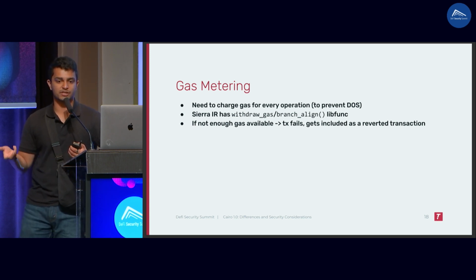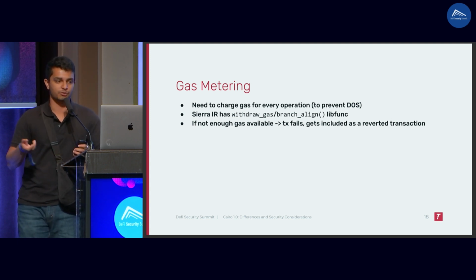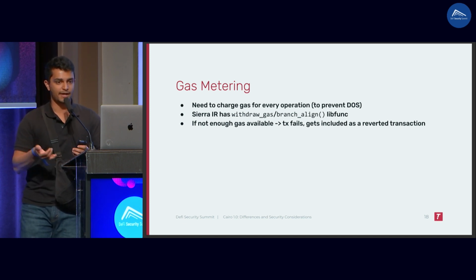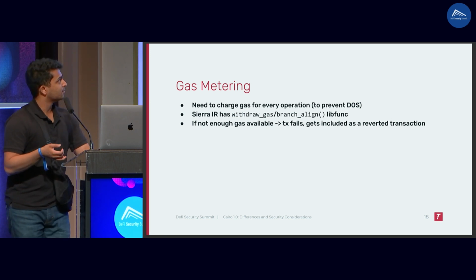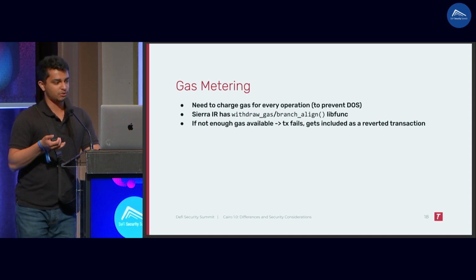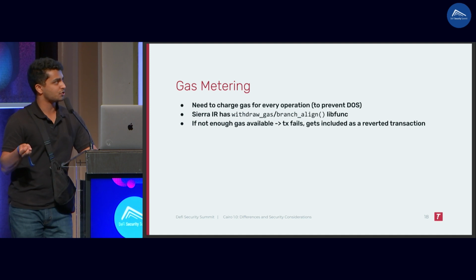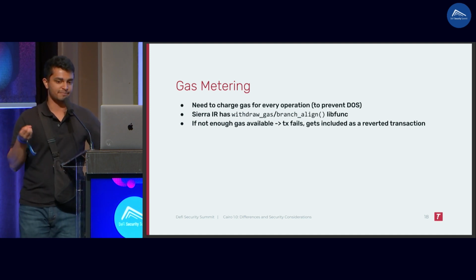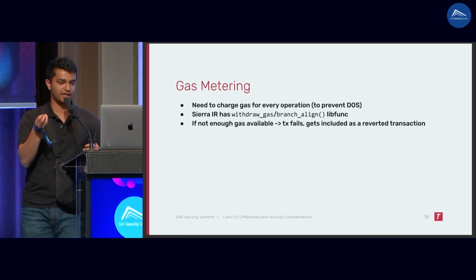Because we can't generate a ZK proof for it, there's no way for the sequencer to include it in a block. So basically, the sequencer would do free work, and this is problematic because then you could just DOS the sequencer by spamming a whole bunch of transactions that had unsatisfiable constraints. But now we calculate the gas for every operation, and we have these withdraw gas and branch align lib funcs that kind of sync everything out.